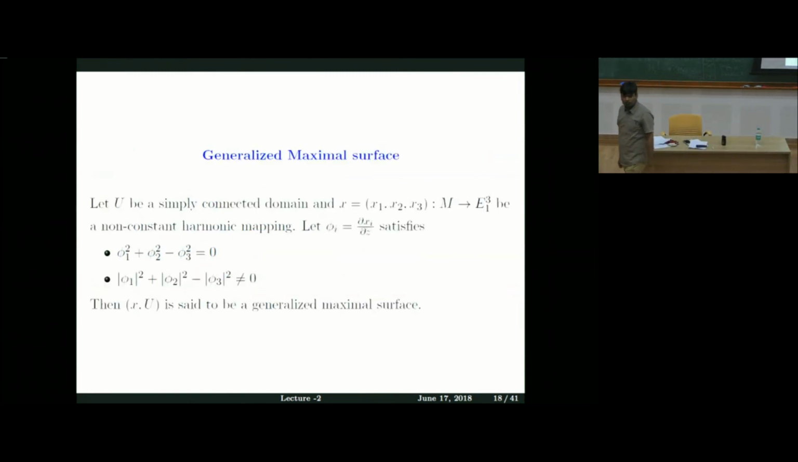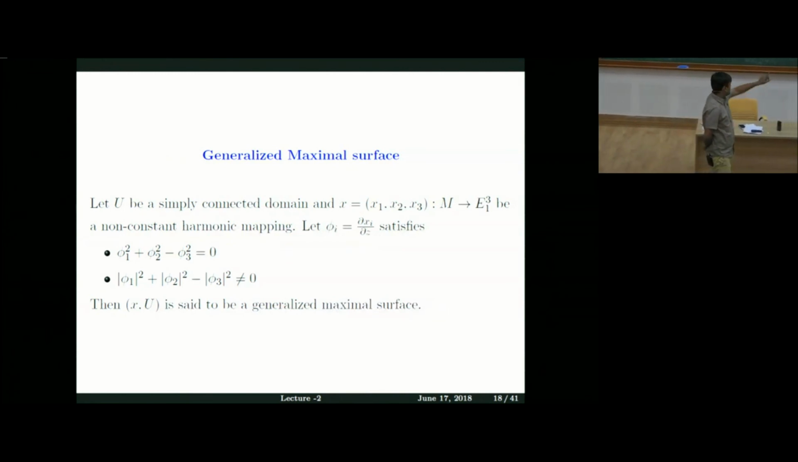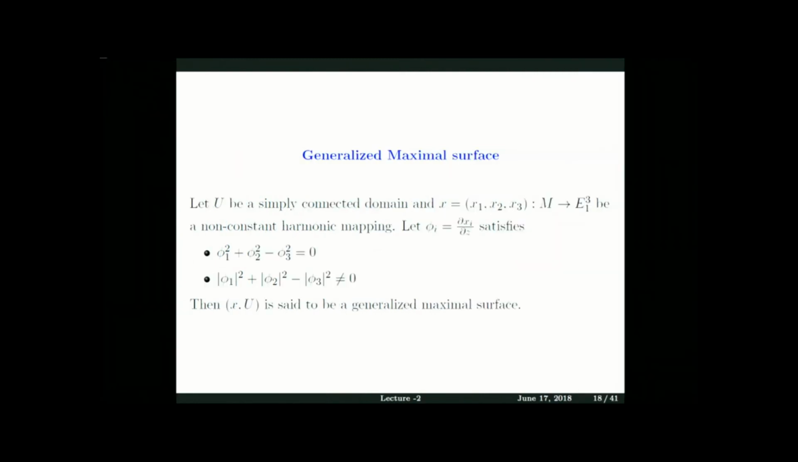As we did for the minimal surface case, if you relax the last condition, the second condition, so that it is not identically equal to 0. Not equal to 0 means not identically equal to 0. So this is a generalized maximal surface.